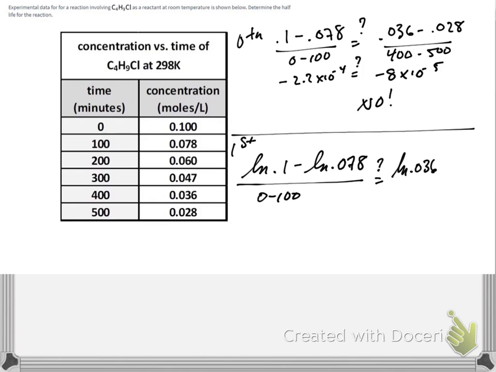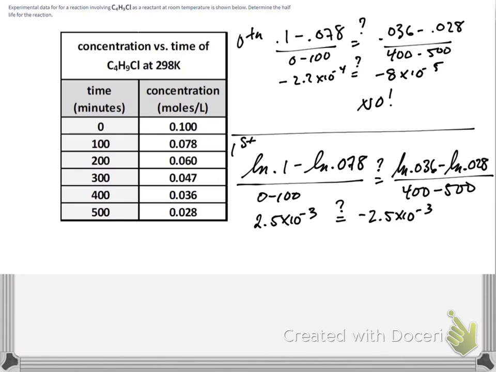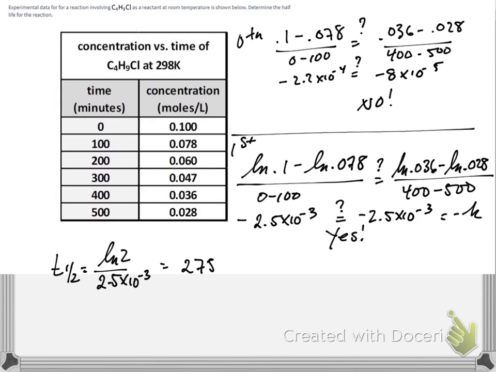So we do that, we find the slope at the beginning and the slope at the end, and compare them. The answer is yes, we get the exact same value, minus 2.5 times 10 to the minus 3, which is equal to minus k. Now with this information that we have first order kinetics, we can use the formula again, ln of 2 divided by k, and we get 275 minutes, which is between 200 and 300 minutes, which is what we'd expect in the problem.